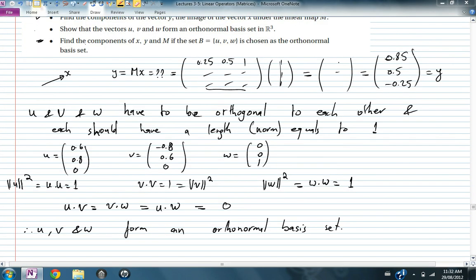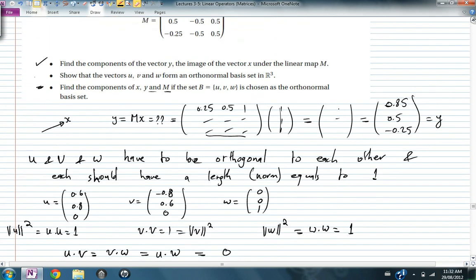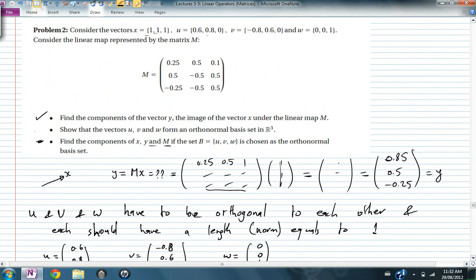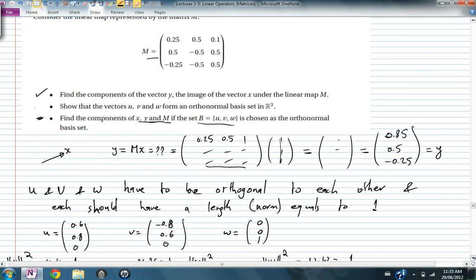The next thing is we need the translation. We need to express x and y and m instead of the given components. X is 1, 1, 1, and m is this, and y is 0.85, 0.5, and negative 0.25. Instead of these components, we need to express x, y, and m in terms of u, v, w. So how many u's, v's, and w's are x and y and m?